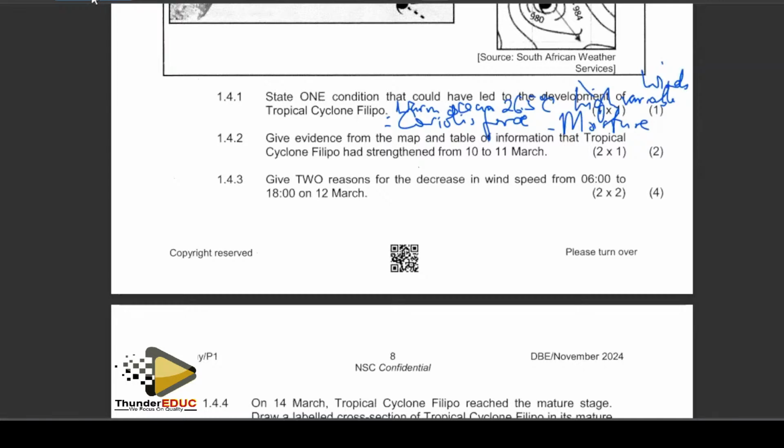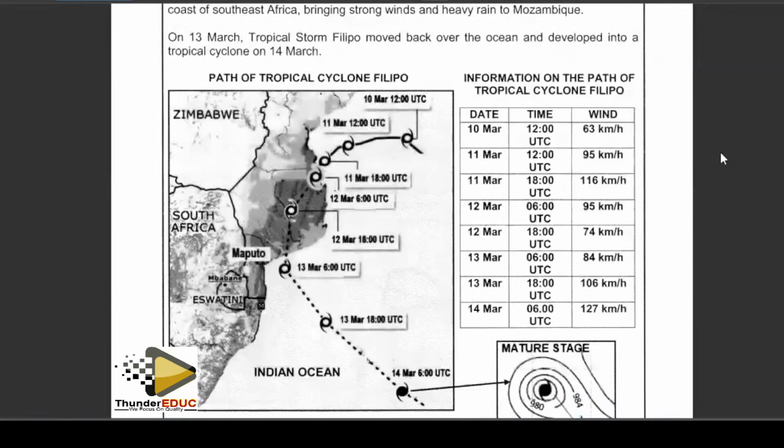Give evidence from the map and table of information that tropical cyclone had strengthened from 10 to 11 March. Right, let's go to the infographic. From the 10th and 11th of March, it shows that the tropical cyclone had strengthened. Right, let's check from the map here. The 10th of March, it's here at 12 o'clock. And the 11th of March is here until 6 o'clock, 1800 hours. So in this period here, we are saying the tropical cyclone strengthened.